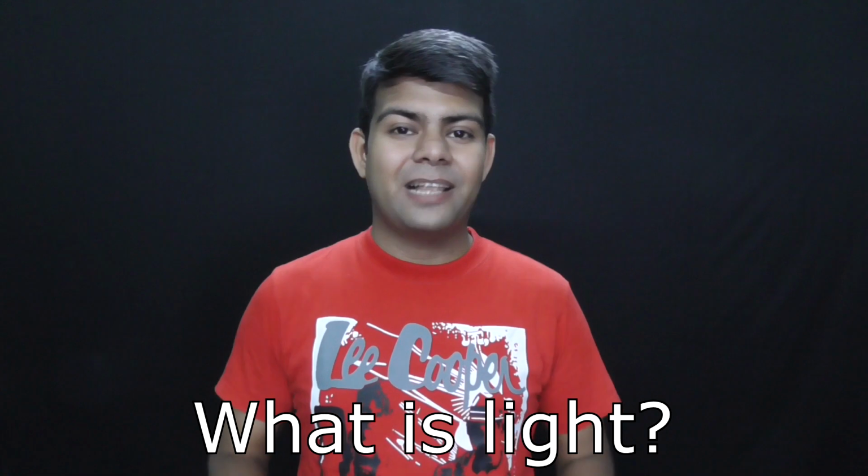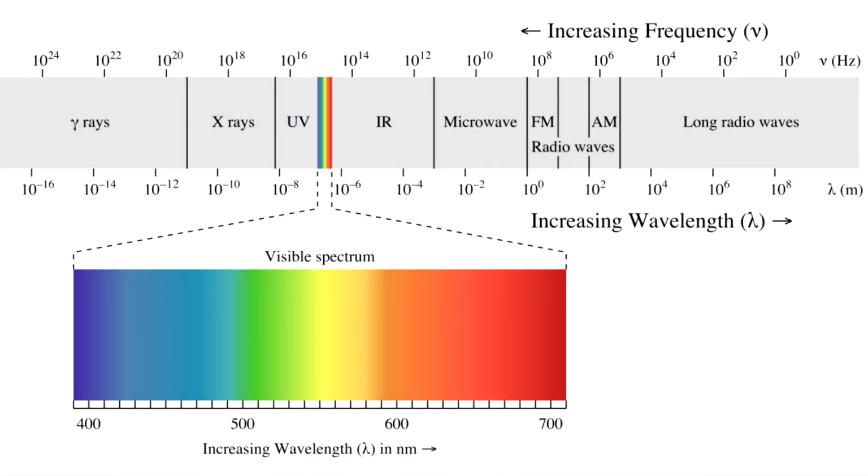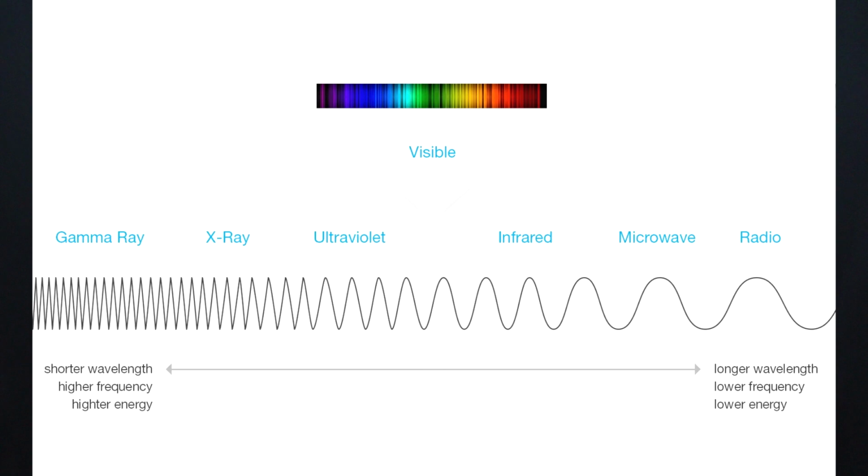So what is light? Light is an electromagnetic wave, and the electromagnetic spectrum is very huge. It starts from gamma radiations and goes up to radio waves. Gamma radiations have a very small wavelength and a very high frequency, and radio waves have a very large wavelength and a very low frequency. Since the frequency of gamma radiations is very high, they have a very large amount of energy in them, and radio waves on the other hand have very little energy as their frequency is very low.